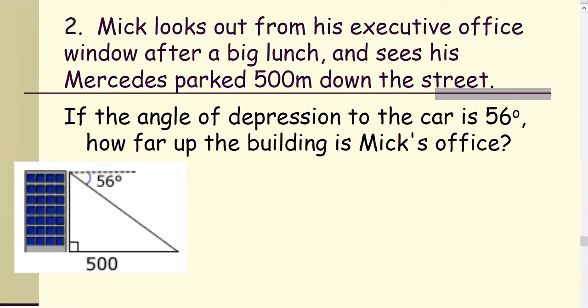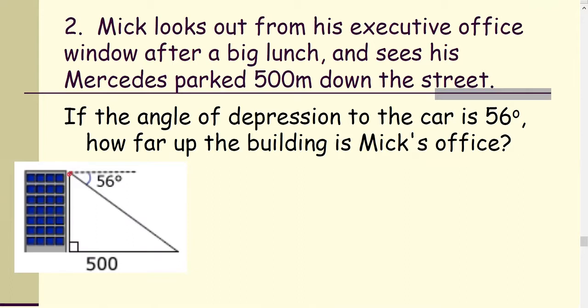In the next example, Mick looks out from his executive office window after a big lunch and sees his Mercedes parked 500 meters down the street. If the angle of depression to the car is 56 degrees, how far up the building is Mick's office?